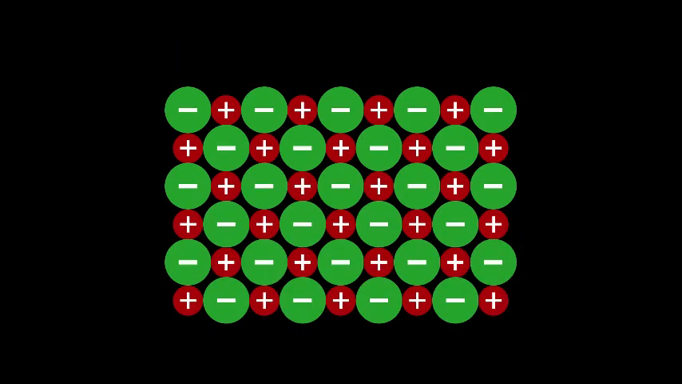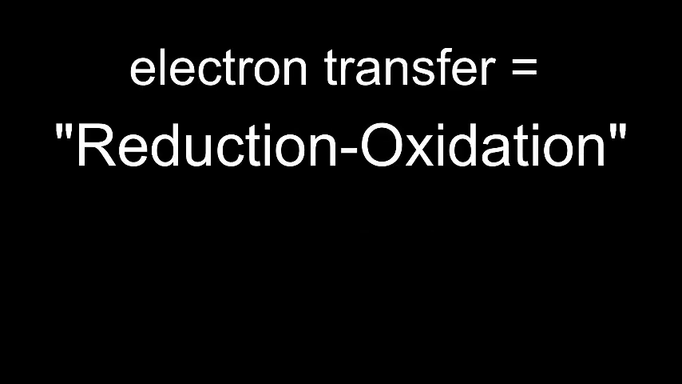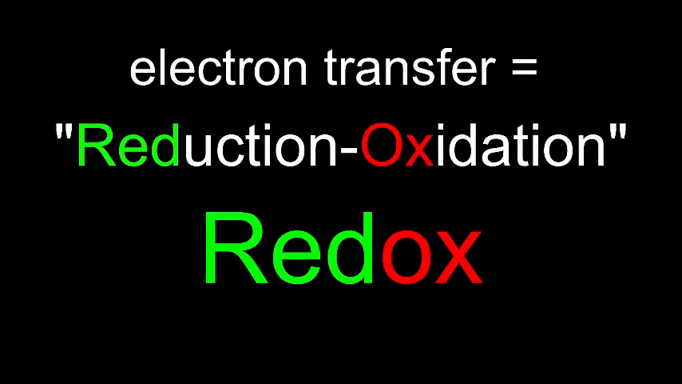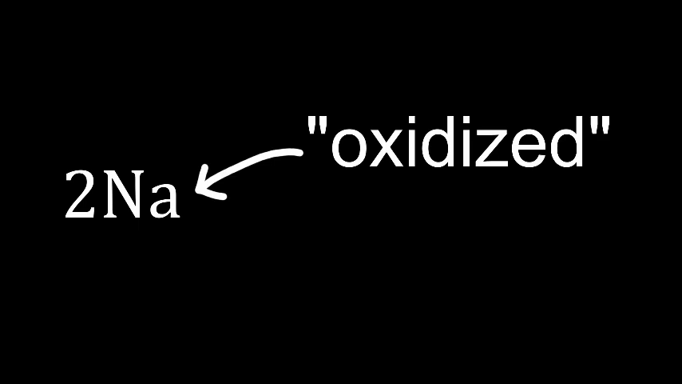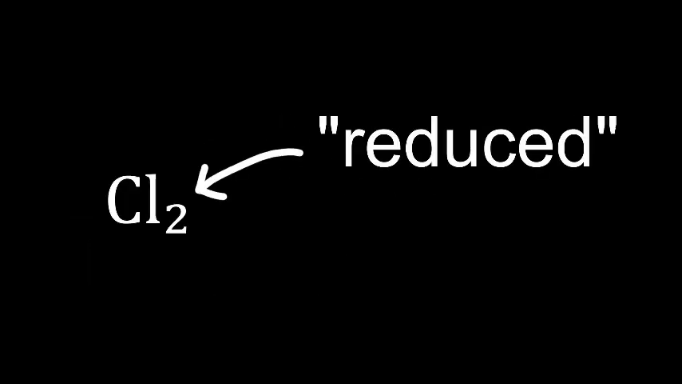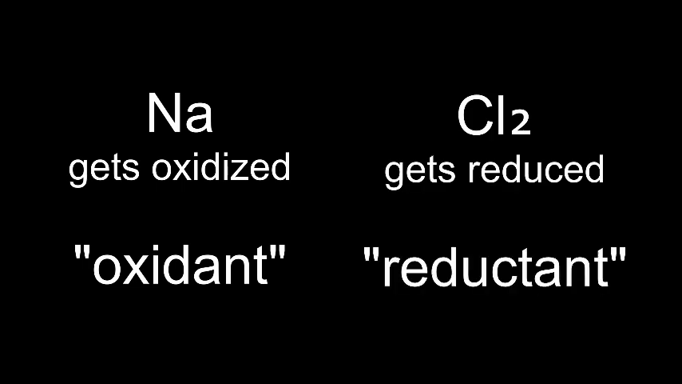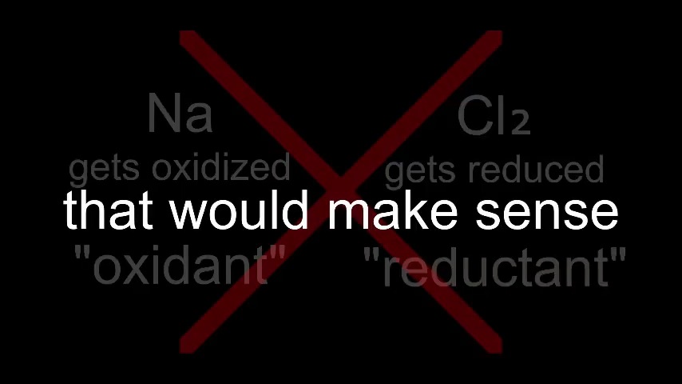Oh yeah, speaking of table salt, remember how it consists of ionic bonds because sodium transfers an electron to chlorine? Well, that is called a reduction-oxidation reaction, or redox. If sodium chloride forms out of its pure elements, the sodium gets oxidized as it loses an electron and the chlorine gets reduced as it gains an electron. Logically, sodium is the oxidant and chlorine is the reductant. Of course not, that would make sense, it's the other way around.